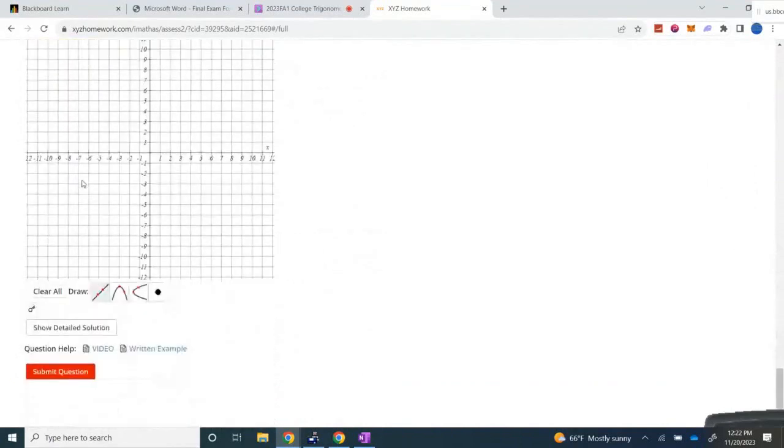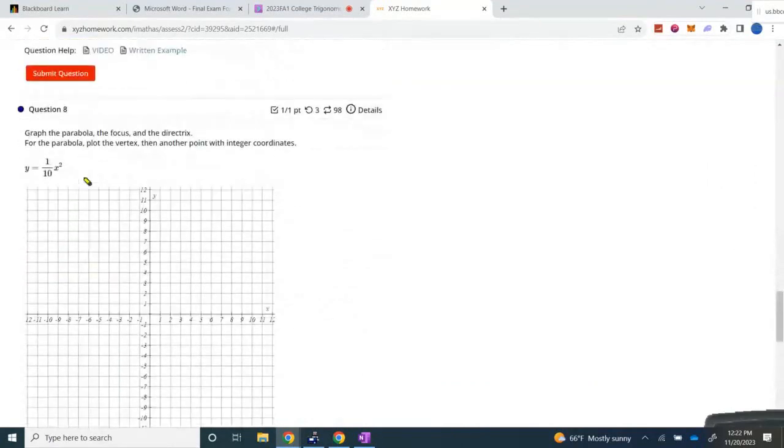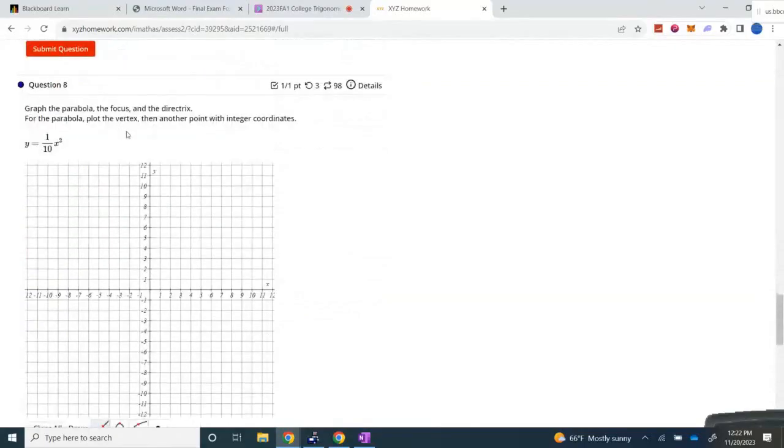Now the last two, 8 and 9, they want you to graph. So 8 says graph the parabola, the focus, and the directrix for the parabola, plot the vertex, and then plot another point with integer coordinates. So let's take a look at this one. Y is equal to 1/10 x squared.